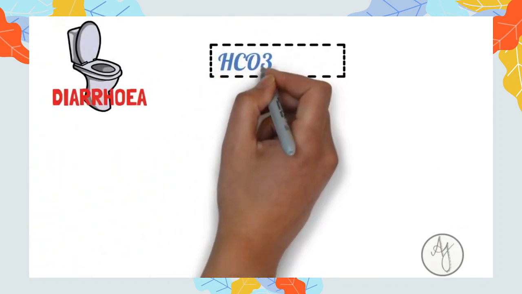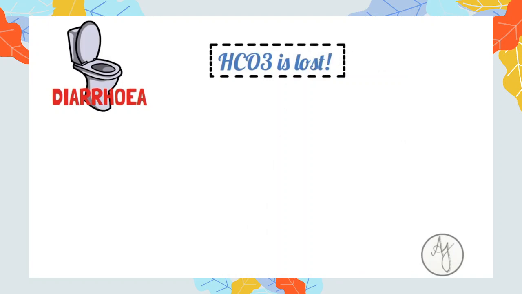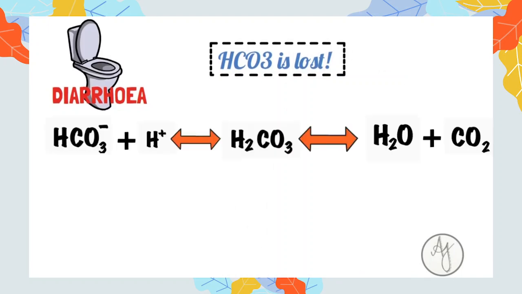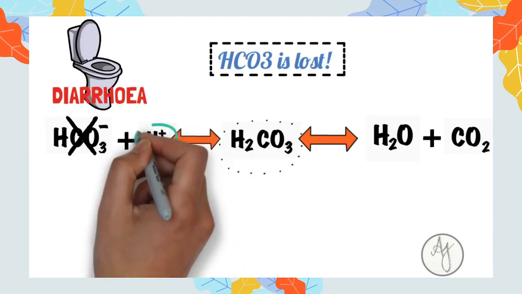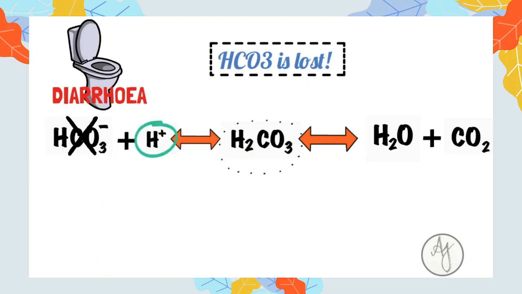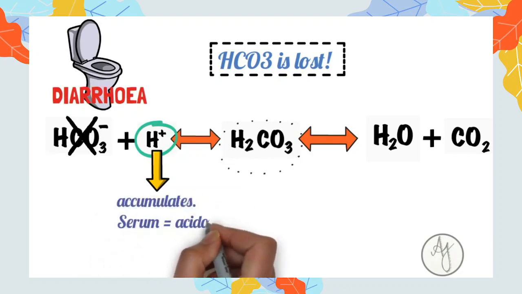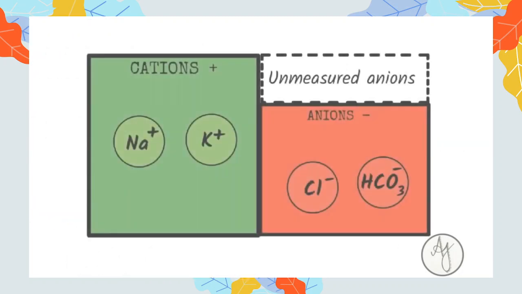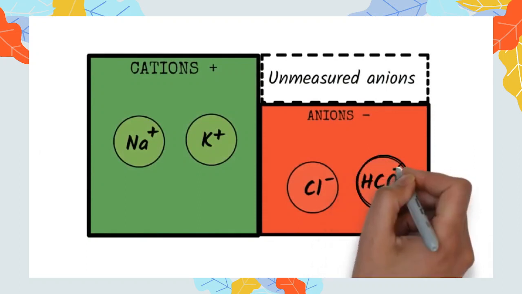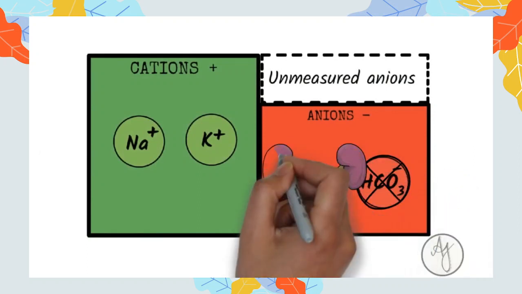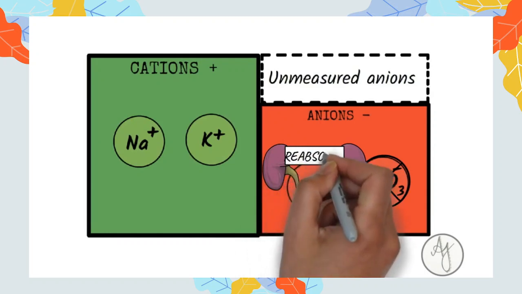So in diarrhea, what really happens? In diarrhea, the bicarbonate is lost. So bringing back the equation, if in this equation the bicarb is lost, to form carbonic acid, we need bicarb to buffer the H+. So here, due to its loss, the serum is acidotic. In these cases where the bicarb is lost, the kidney compensates it by reabsorbing increased amount of chloride.